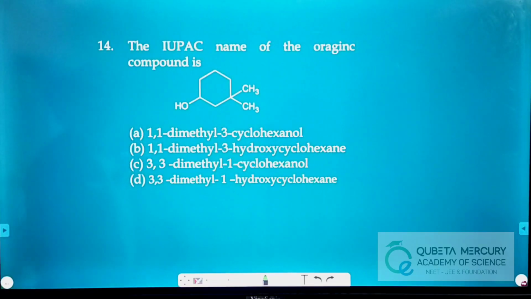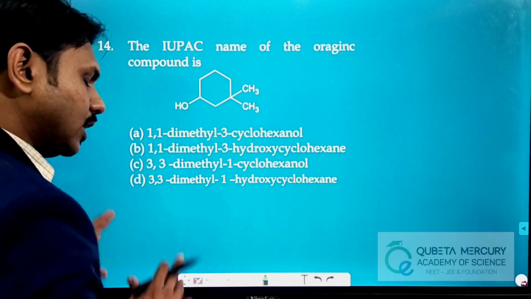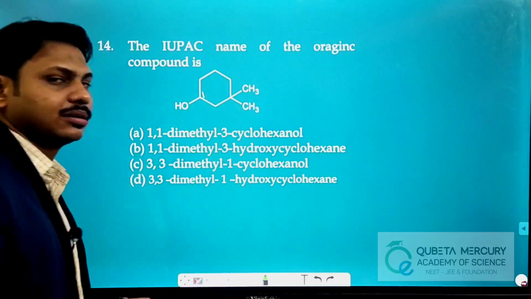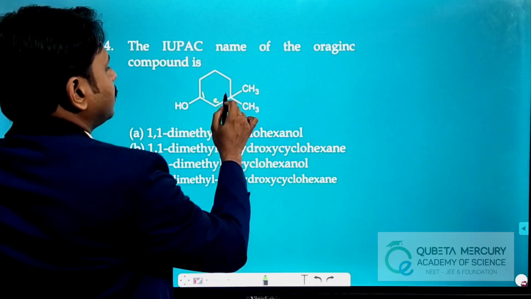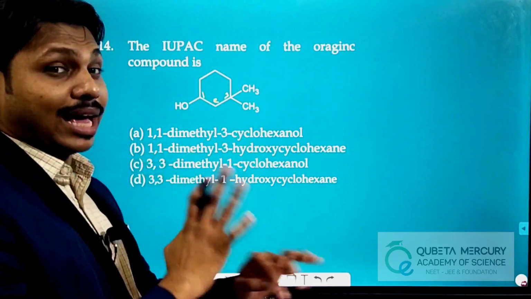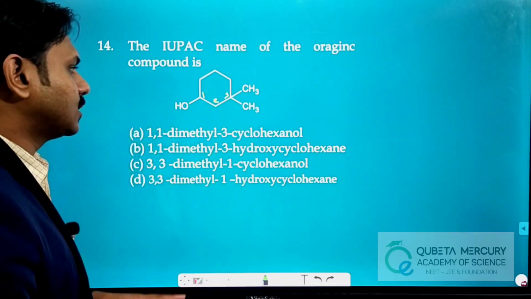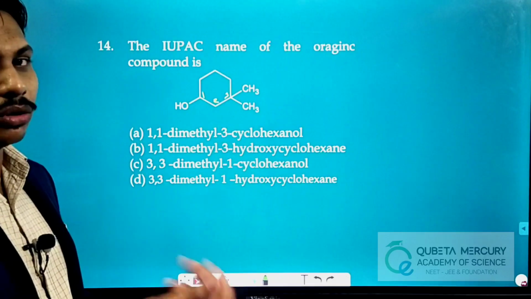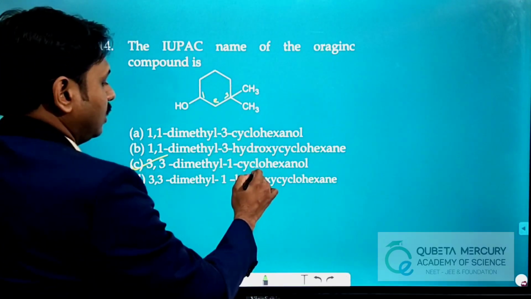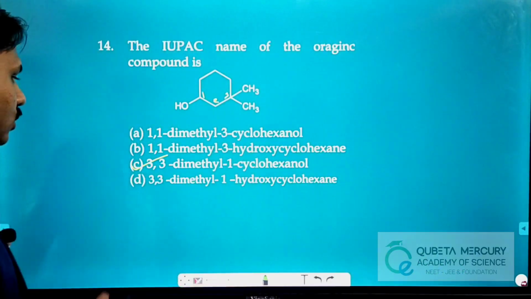The IUPAC name of the given compound is: since the molecule contains a priority functional group, we should start numbering from that carbon. First carbon, second, third. This is a cyclohexane molecule having an OH group. Therefore, this is cyclohexanol. It has 2 methyl branches on the third carbon. So the name must be 3,3-dimethylcyclohexan-1-ol, or 3,3-dimethyl-1-cyclohexanol. The best answer is actually cyclohexan-1-ol, but this is also accepted. So this is the right option.